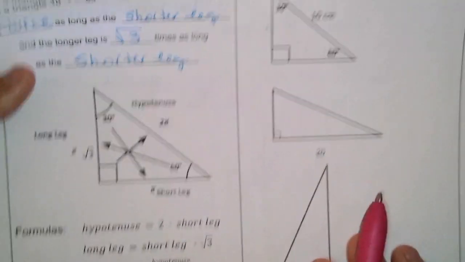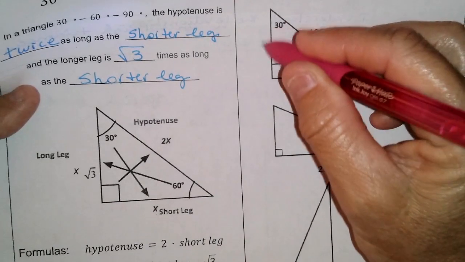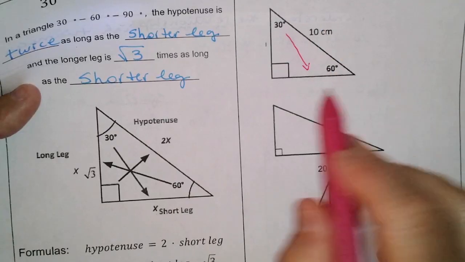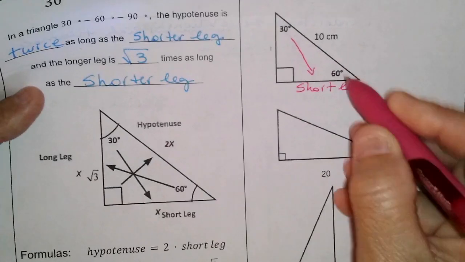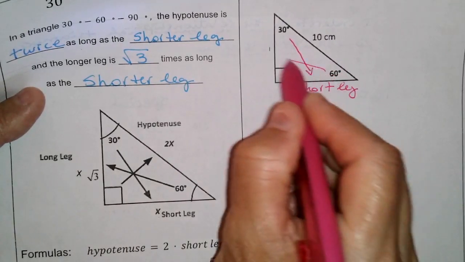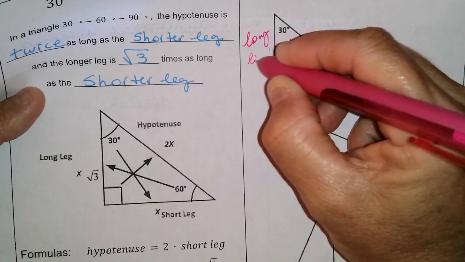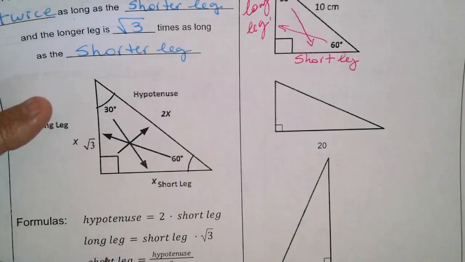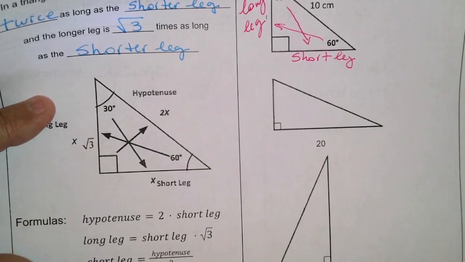Okay, so for this one here, we're looking for both the short leg and the long leg. Short leg is always across from the 30-degree angle, okay? And the long leg is across from the 60, okay? So this is the long leg. All right, so let's find the short leg first using the hypotenuse.